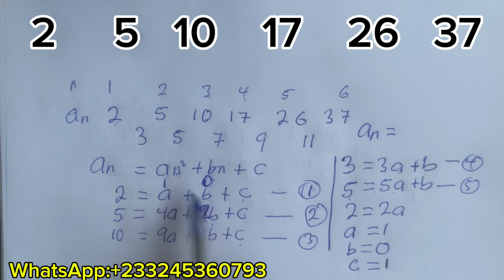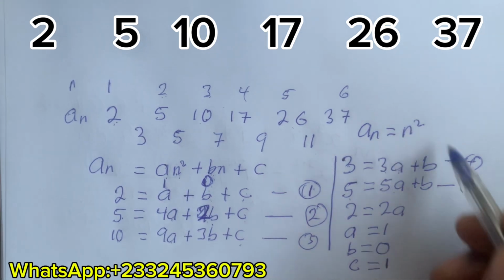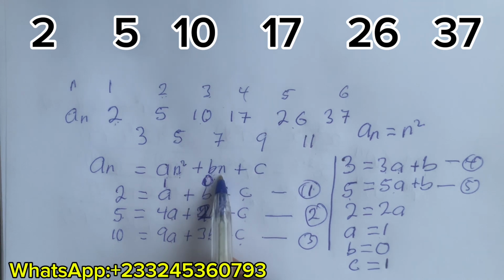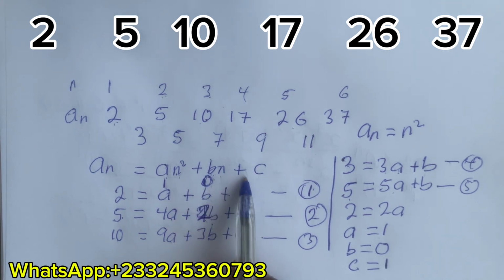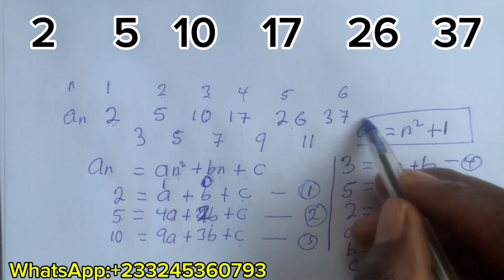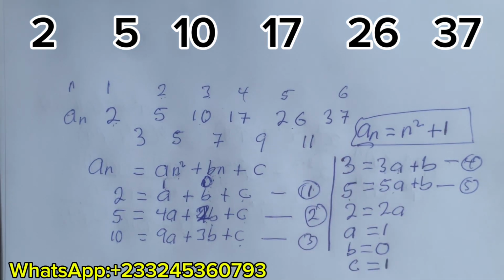A is 1. 1 times n squared will give me n squared. B is 0. So 0 times n will give me 0. And C is 1. So plus 1. So this is the nth term of this quadratic sequence in a very simple way.